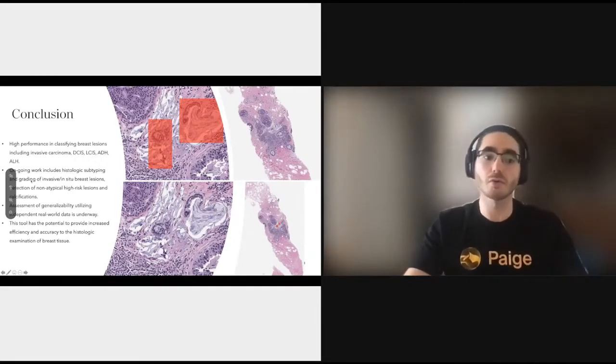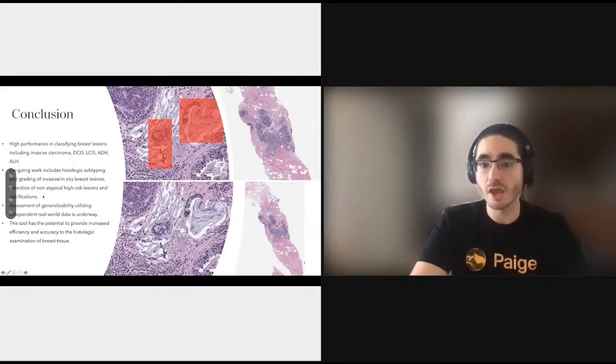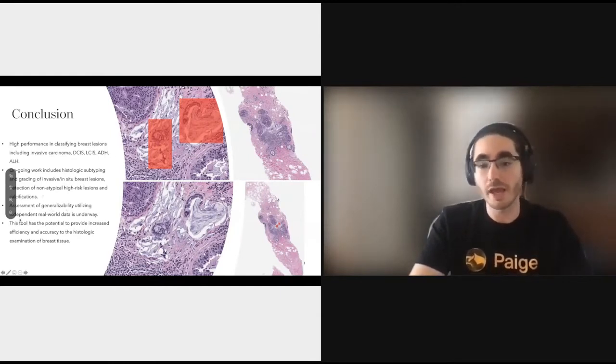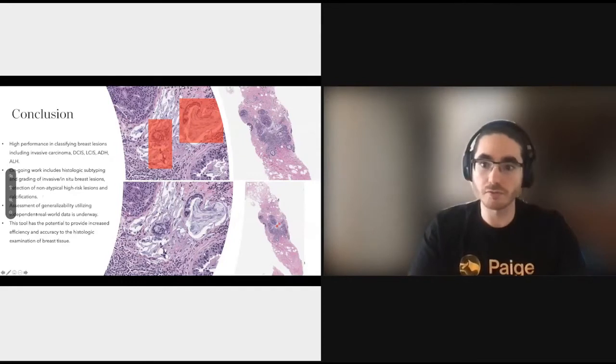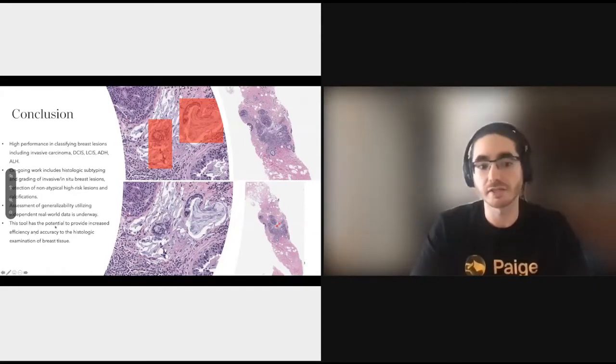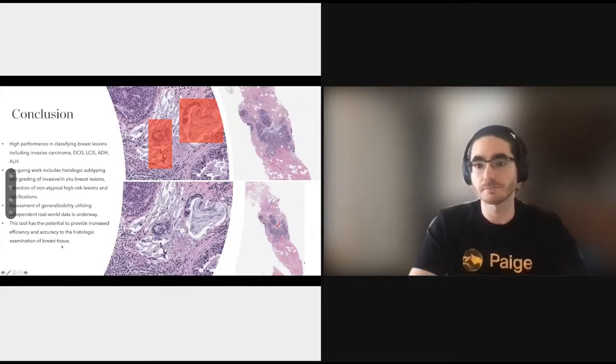We have ongoing work adding more labels, such as grading of the lesions, detection of non-atypical high-risk lesions and calcifications. And we are trying to assess the generalizability of our model using independent real-world data. With all of the work that we are doing, we believe this tool has the potential to provide increased efficiency and accuracy to histological examination of the breast tissue.